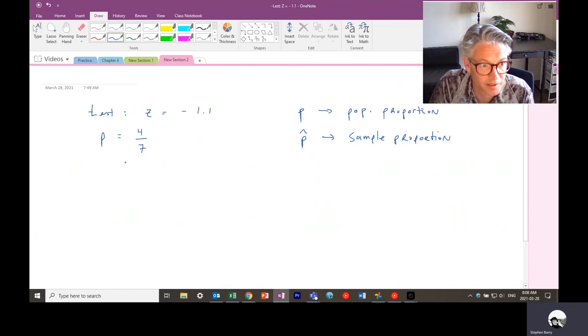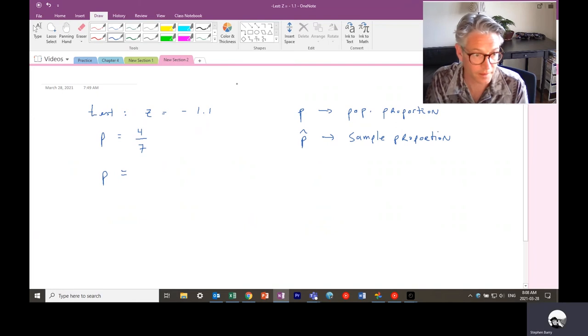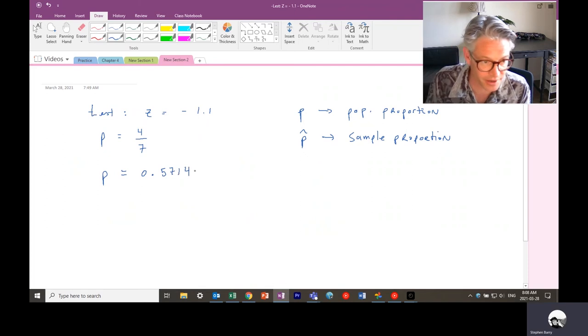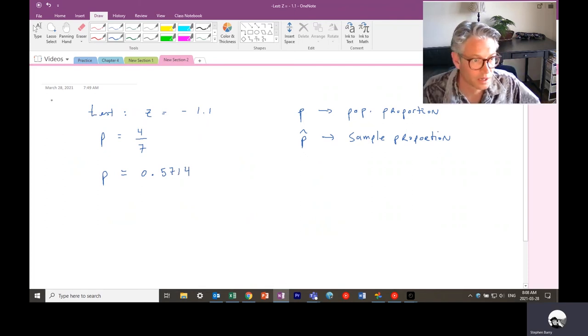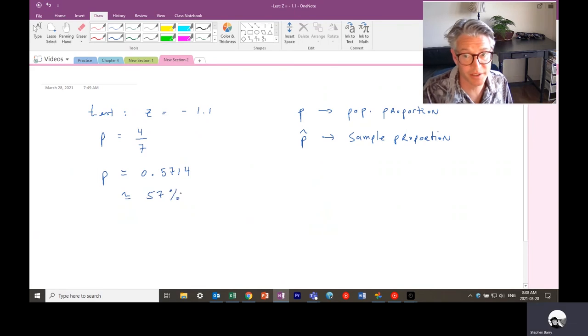And we're not really used to dealing with fractions here, so let's just use our calculator, as in all the other questions. We get 0.5714. Let's say that's enough for now. So they're saying the population proportion is approximately 57%, right? Again, they're not really telling us much. They're just saying that it's 57%.